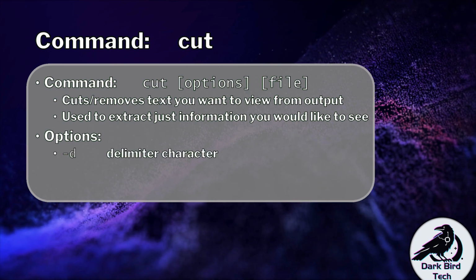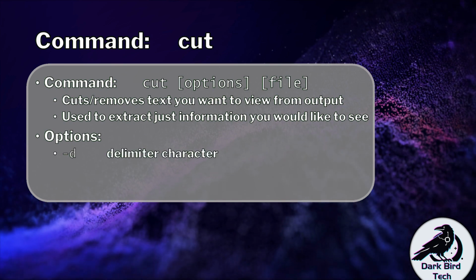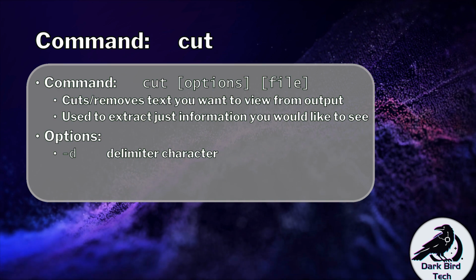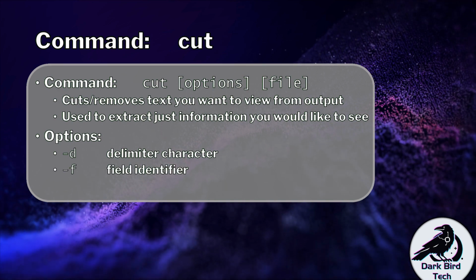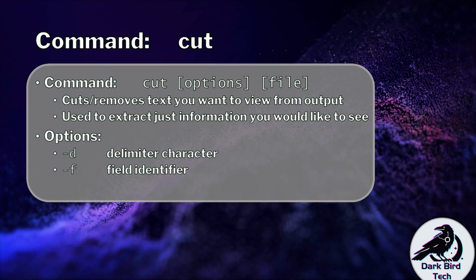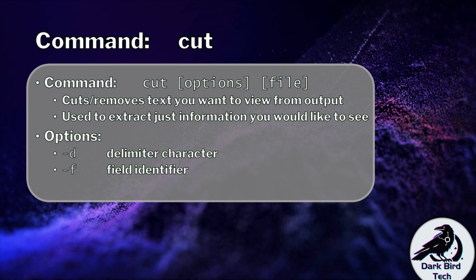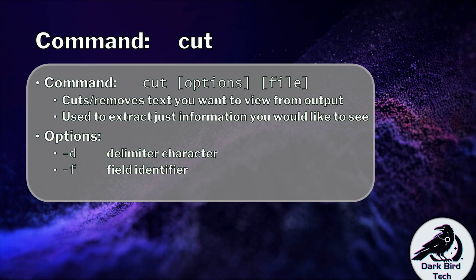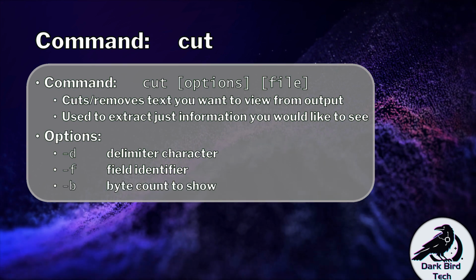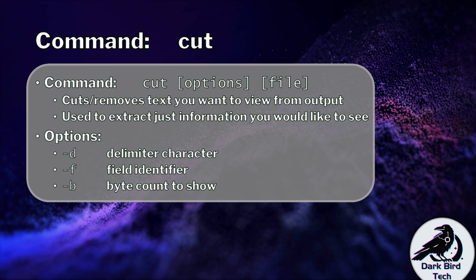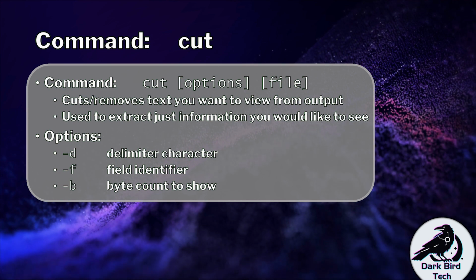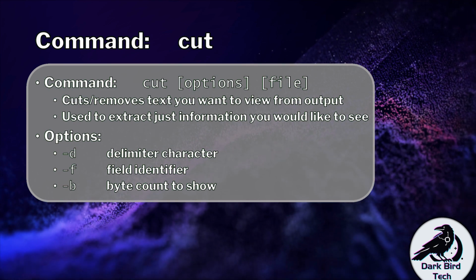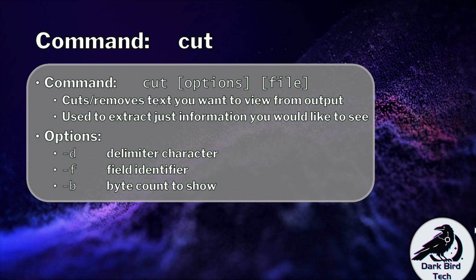Now some of the very useful options to use with cut. You've got -d to indicate the delimiter character. Now the delimiter character works very nicely with things like the field identifier. The delimiter is the character that separates different text data fields that you would like to maybe separate. And you can also do a byte count as well, to say show me this many bytes of data rather than these specific fields or characters. Let's use it and it'll hopefully make a bit more sense when you see it in action.